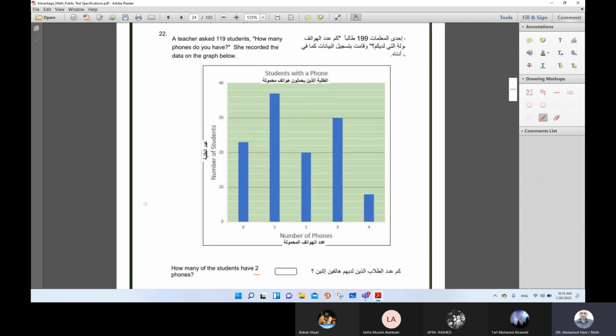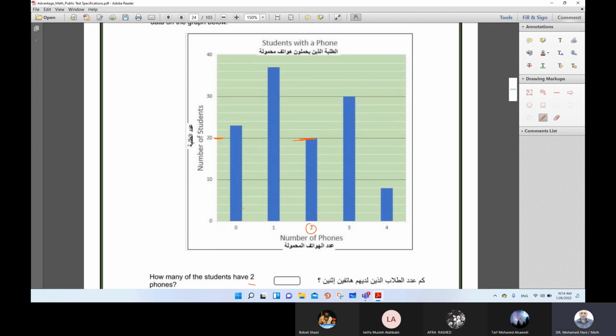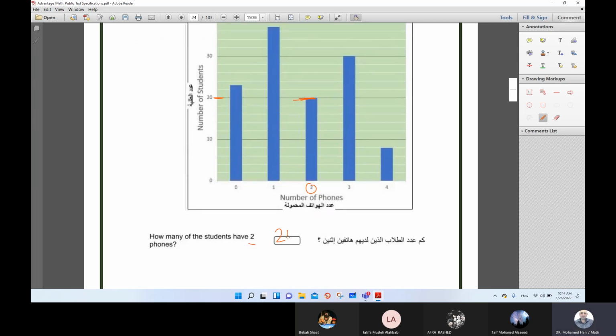Okay, who can answer me here? And as you see here, have two phones. This is two phones because here the number of the phones here 0, here 1, or here two phones. As you see exactly here, 20. So the answer here will be 20. Is it clear for all? Do you have any question about this idea?